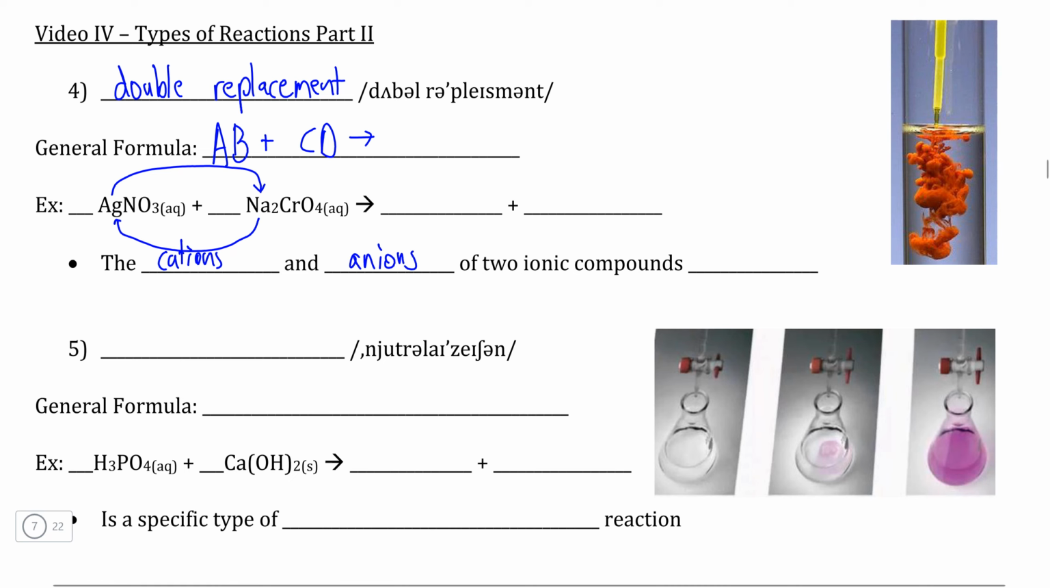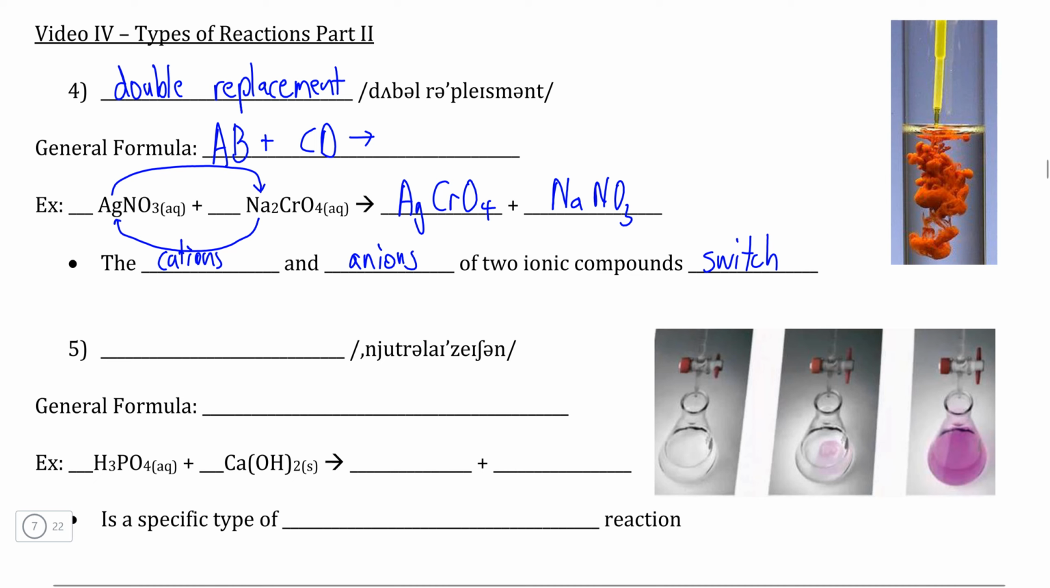What we can say is the metal or cation on one ionic compound switches with the cation on the other ionic compound, resulting in the opposite compounds as products. So here we can see that silver displaces sodium, and now we're going to have silver and chromate paired with each other like this, and likewise sodium displaces silver, so now we will have sodium and nitrate paired together like this, resulting in the cations and anions of the two ionic compounds switching as we see here.